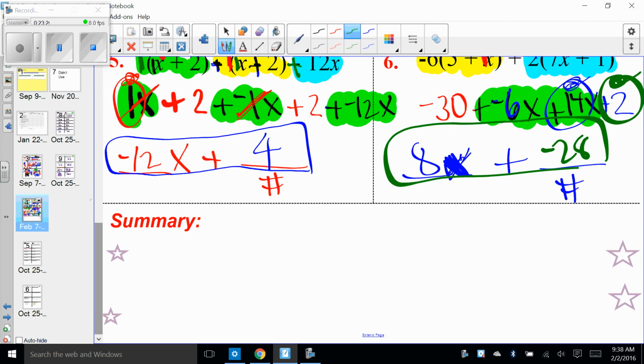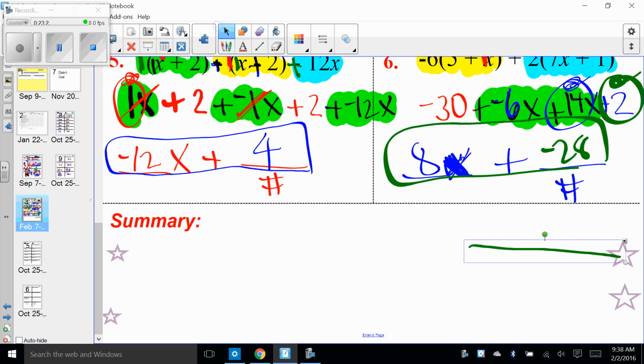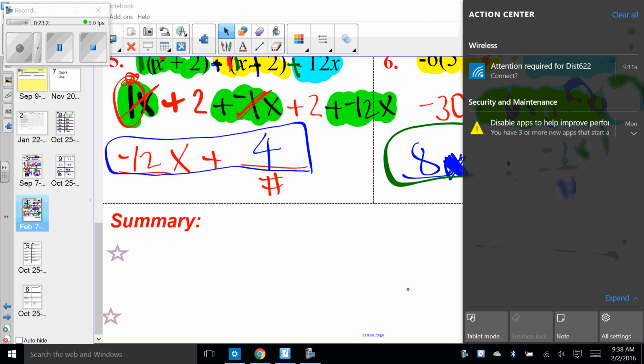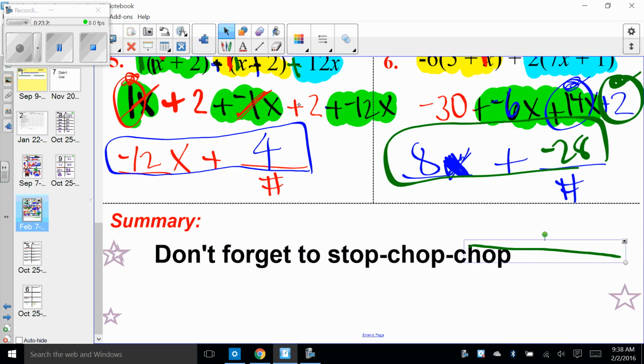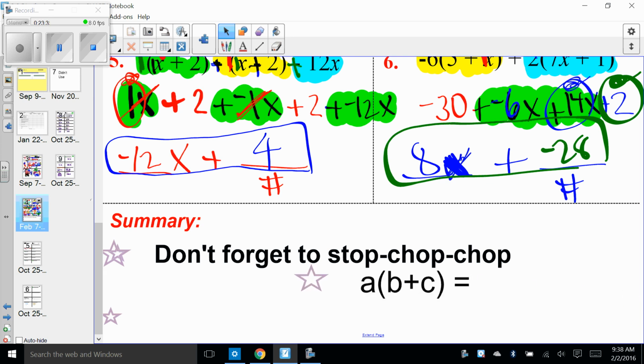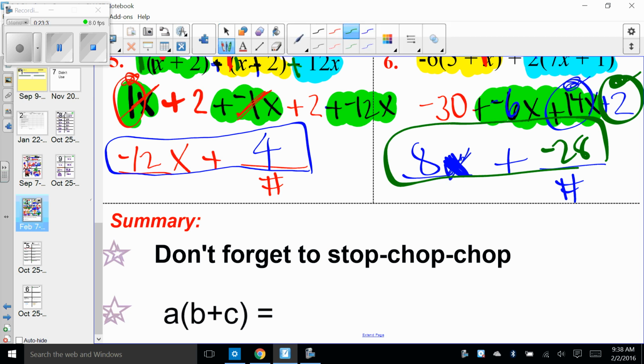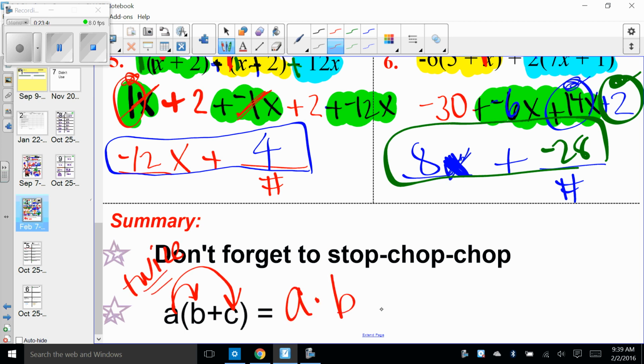For our summaries today, be really careful about watching signs. Of course, you need to do stop, chop, chop first. Hang in there, guys. I know it's been a long lesson. And then keep in mind that it has to go in twice when we're killing a parenthesis. So we multiply once, twice. It goes in twice. So it becomes A times whatever number B plus A times whatever number C. Okay, so that is our lesson for today.